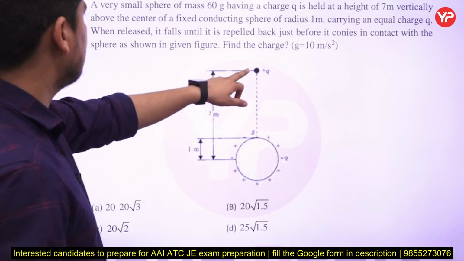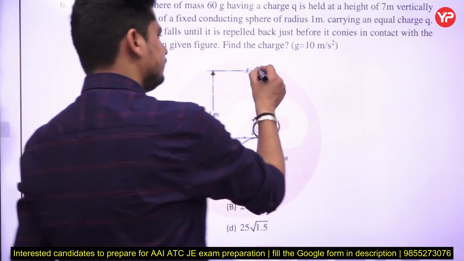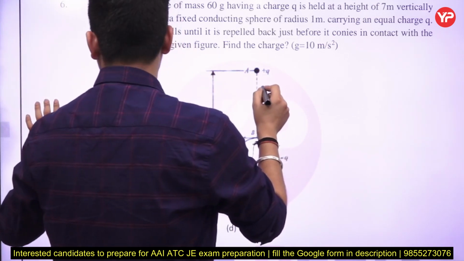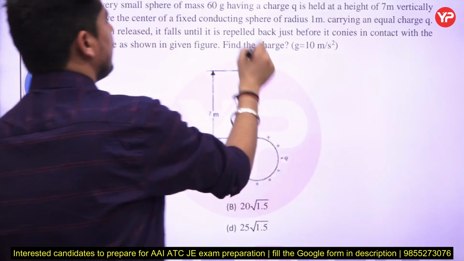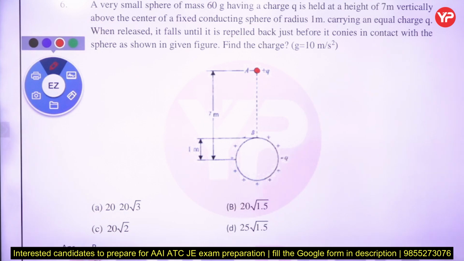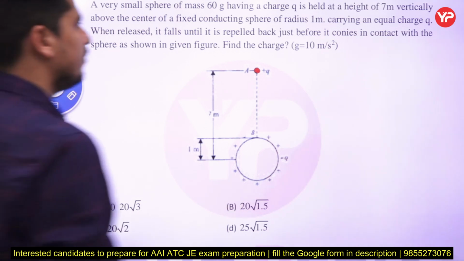Okay, that is asking about this small sphere. He is telling you that this is your small sphere, having 60 gram mass and plus Q charge, held at a height of 7 meter vertically above the center of a fixed conducting sphere of radius 1 meter, carrying an equal amount of Q charge. When released, it will fall until it rebounds just before coming in contact.